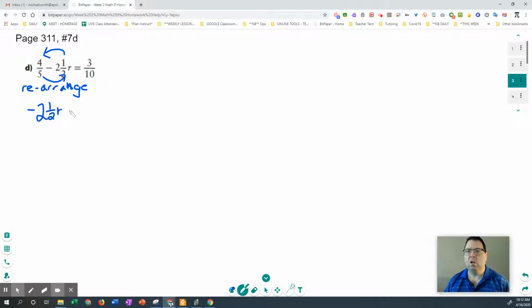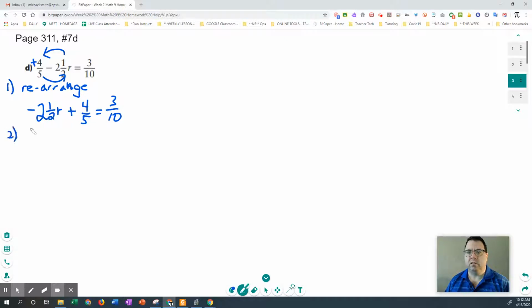-2.5r plus, again, where did the plus come from? The plus is the sign that's attached to the 4/5. This is a positive 4/5, and now it can be read as adding 4/5. Positive 4/5 is really the same as adding 4/5, is equal to 3/10. Notice I haven't taken any steps to solve this question. All I did was rearrange. So that would be step 1.